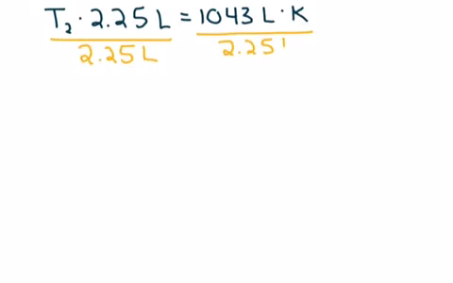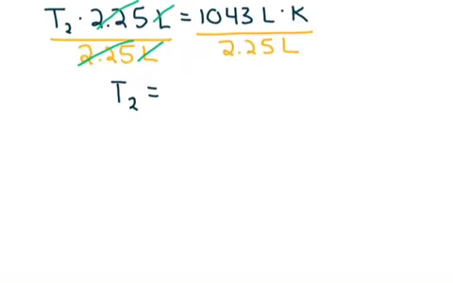Now, let's look at the left-hand side. What you can see is that I have 2.25 divided by 2.25. So anything over itself is just 1, so I can just cancel those out. Now, let's look at our units on the left-hand side. I can see that I have liters divided by liters. So again, anything over itself is just 1, so I cancel those units out. So what I have here is T2 on my left-hand side. The temperature that we're solving for is equal to 1,043 divided by 2.25.